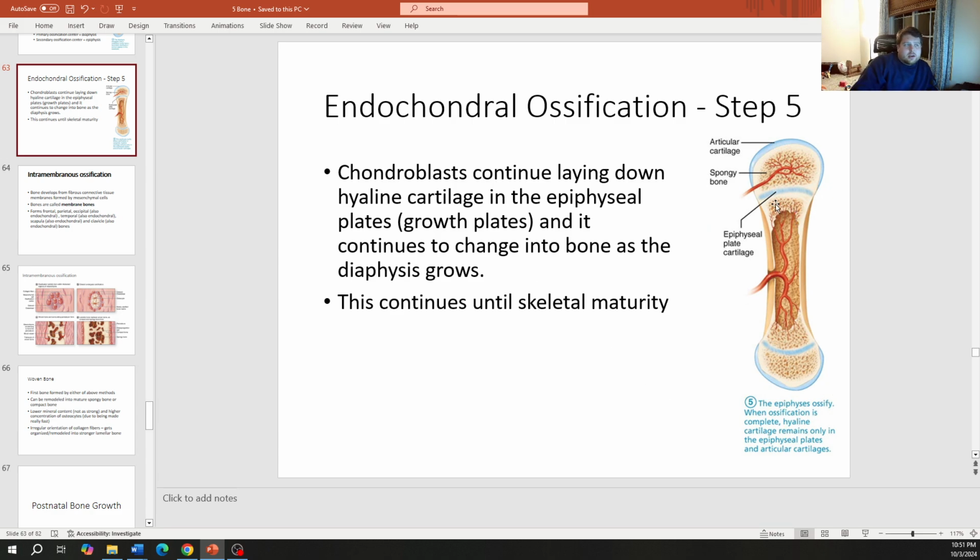Eventually, the ossification process catches up to the cartilage process, and it overtakes it, and you get a closing of the growth plate, and that is when you reach skeletal maturity.